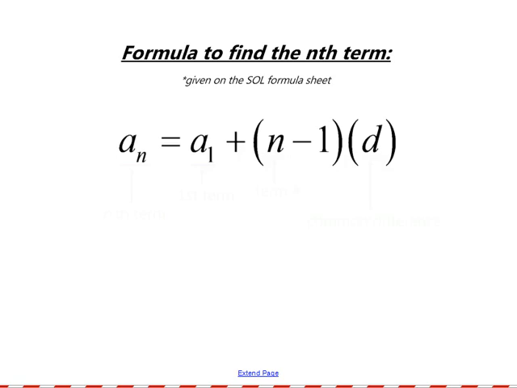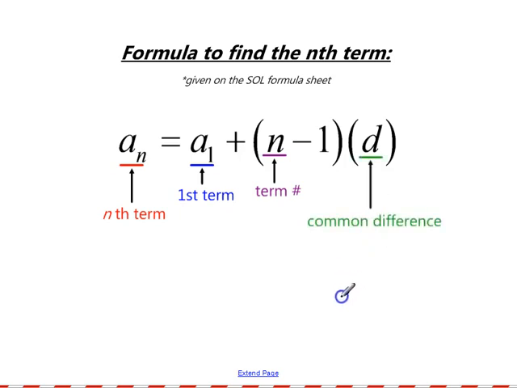Now here's a formula that we're given to help us find the equation for the nth term. This is given to us on the SOL formula sheet, so you don't need to memorize it, you just need to know when and how to use it. A sub n represents the nth term. A sub 1 represents the first term. N represents which term number. And then D represents the common difference.